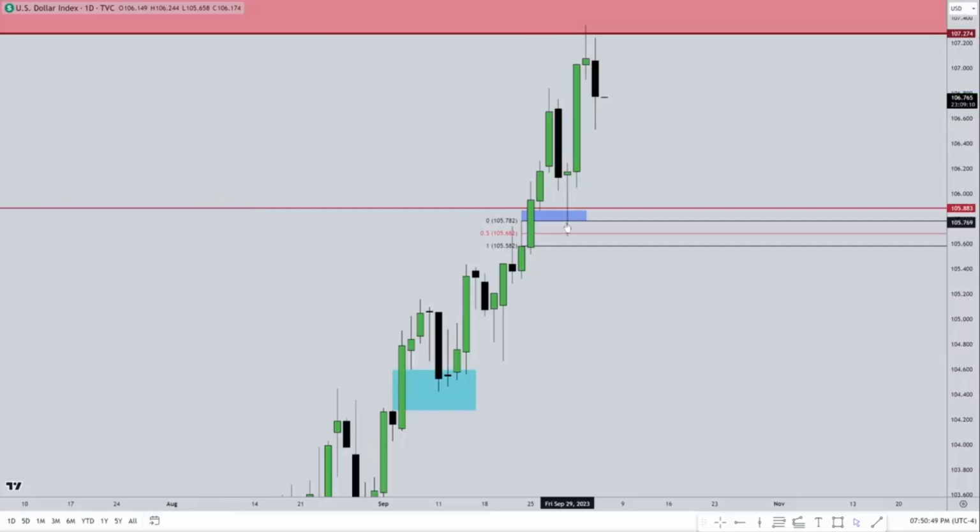But because we're going into non-farm payroll, look at your economic calendar. You should be aware of your economic calendar every single week before you start trading that week, and every single day before you even open your charts up.